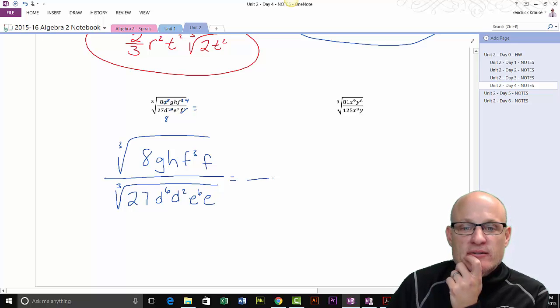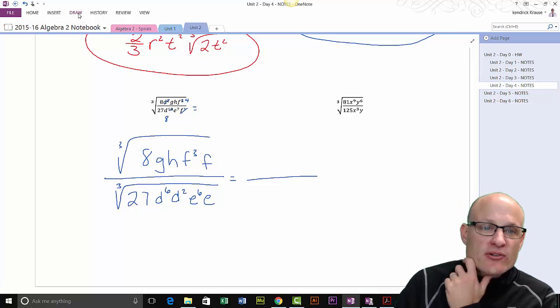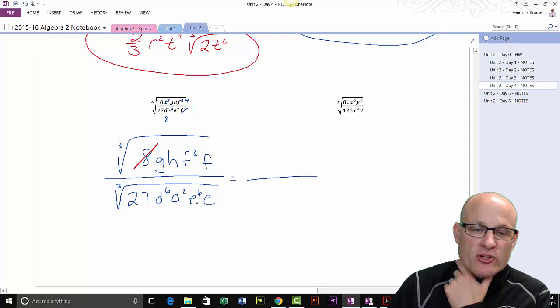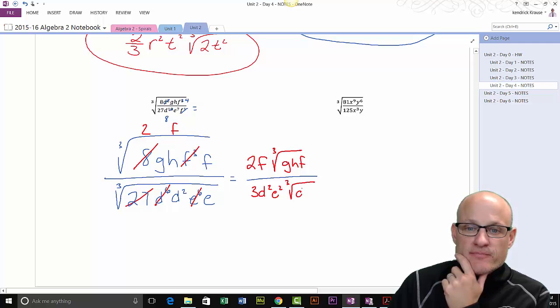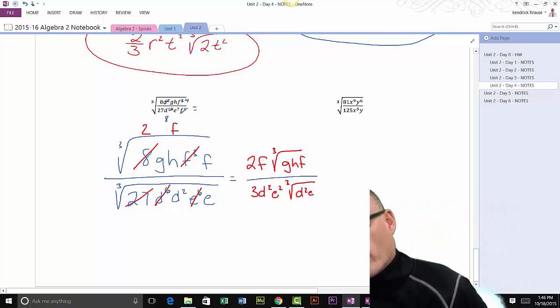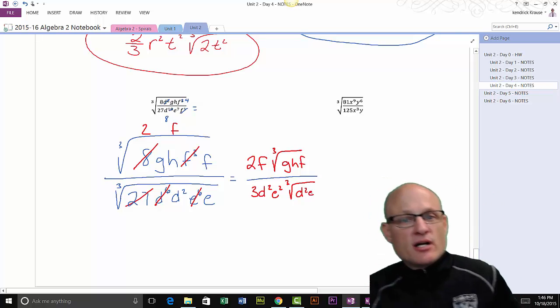So let's see what we got here. This one's not easy, and this one isn't the way I wanted this one to turn out. So the cube root of 8 is 2, and the cube root of this is f. So this gives me 2f cube roots of g h f. Cube root of this is 3, and the cube root of this is d squared, and the cube root of this is e squared. Cube roots of d squared e. And I just say, this isn't normally how we leave this problem. I did not write this problem correctly, so it's a poorly written problem.